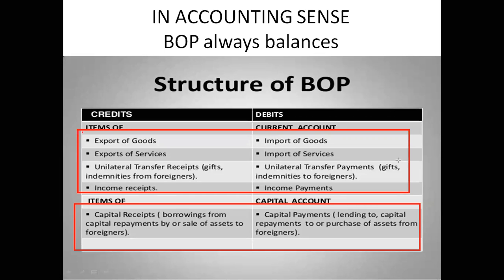But the transactions which don't belong to the capital nature, like export and import of goods and export and import of services, unilateral transfers and receipts, belong to the current account of BOP. So there are two components of BOP: current account and capital account. Current account of BOP involves all such transactions which are of current nature, which do not include the items of capital nature.